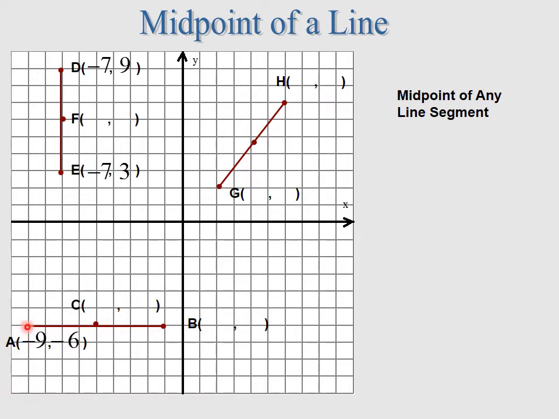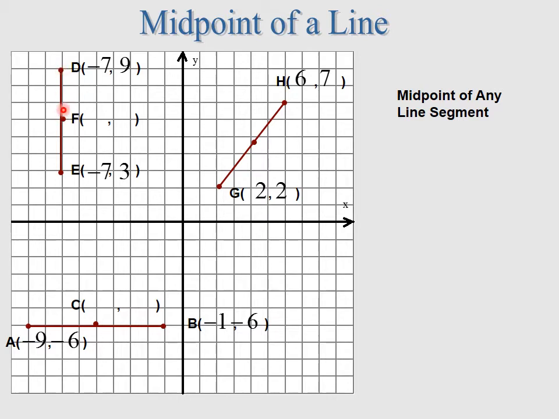Let's label point A as negative 9, negative 6. Point B is negative 1, negative 6. Point H here is 6, 7, and point G is 2, 2. Now, as the title says, let's look at some of the midpoints of the line.